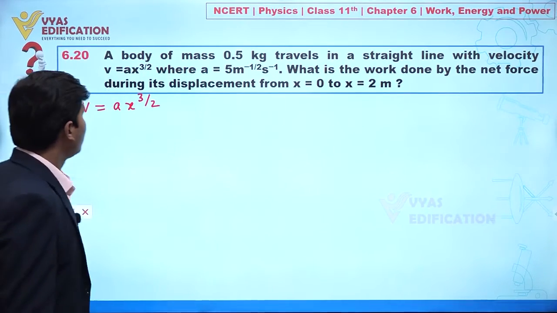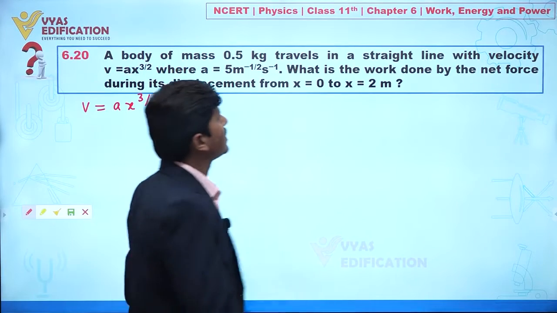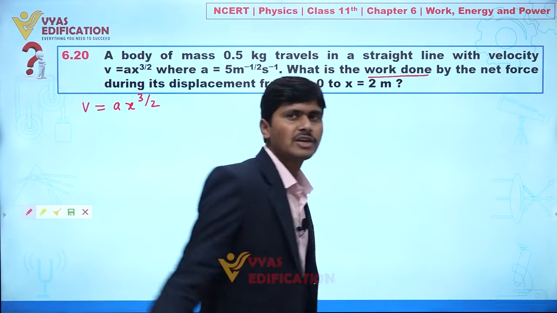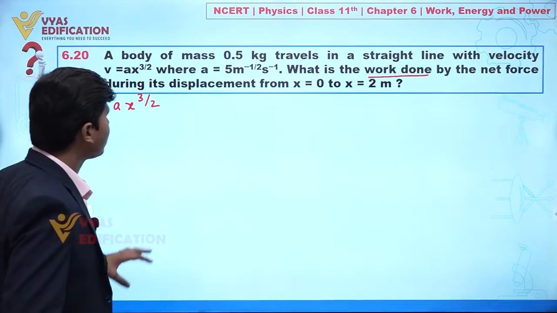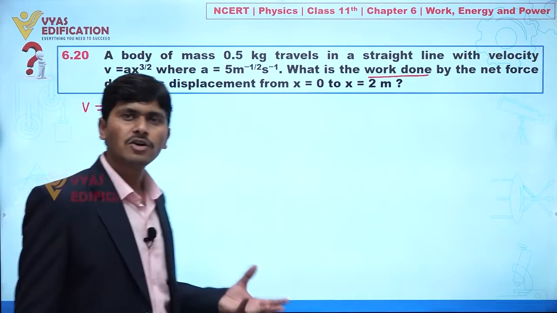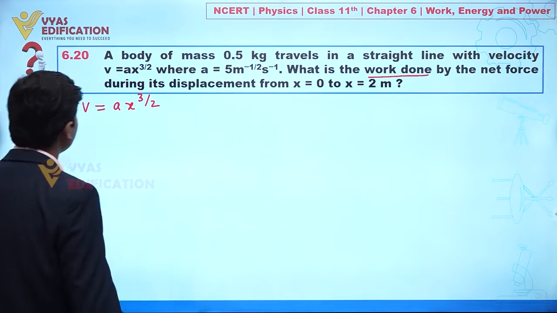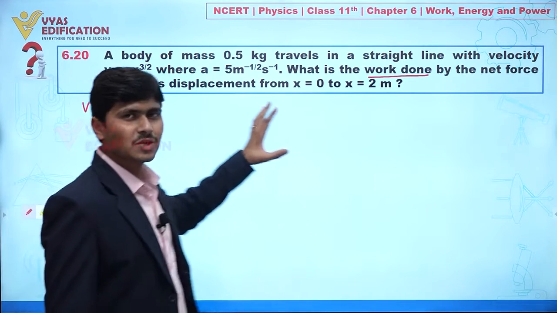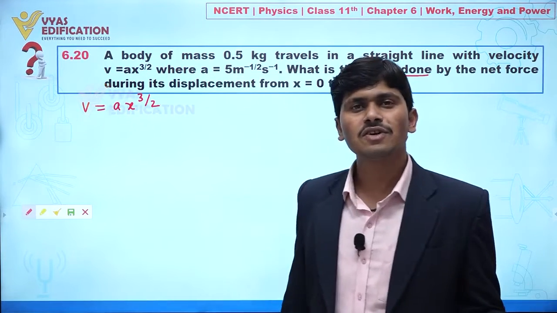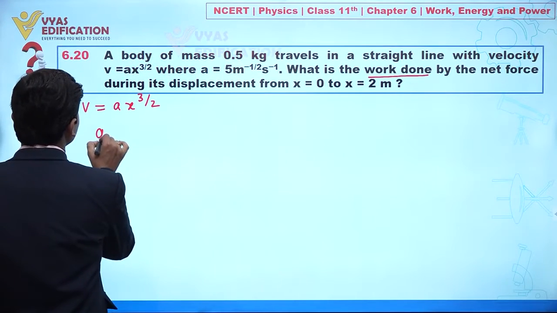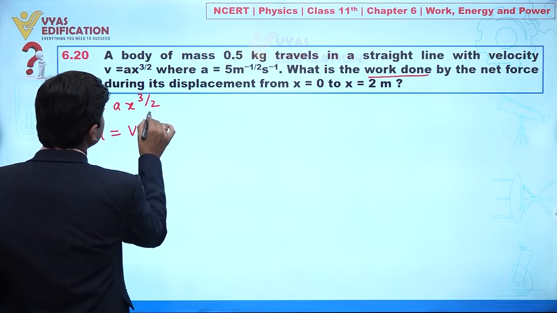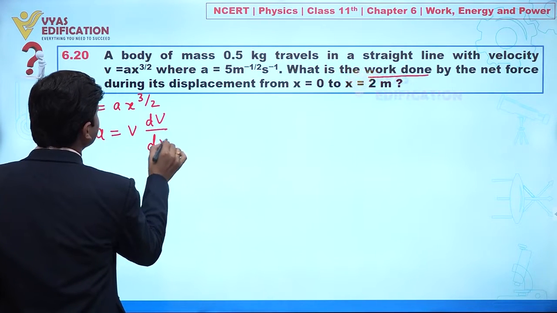Our objective here is to calculate work done. Work done equals what? That is the integration of f dx. So first we need to calculate the value of force. How can we calculate force? Because mass is a constant, directly we can say force equals mass into acceleration. So first we will find the acceleration. We know one relation: acceleration is given by v dv by dx.